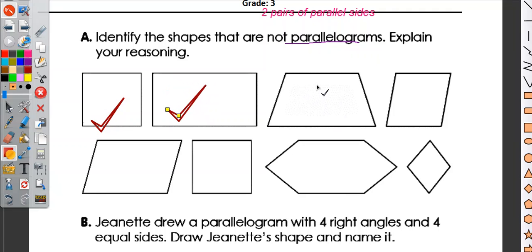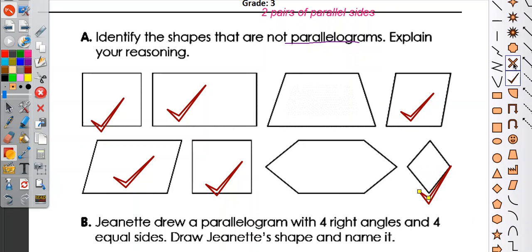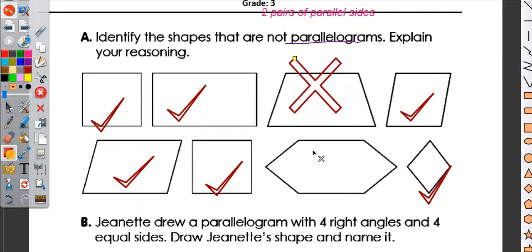Is this a parallelogram? Does it have 2 pairs of parallel sides? Yes, this is a pair and this is a pair. So yes. Excellent. Is this a parallelogram? Remember, it should have 2 pairs. This one has a pair here, another pair, and another pair. There are 3 pairs. It's not a parallelogram. And finally, this is a parallelogram. So you can just put an X here and an X here.